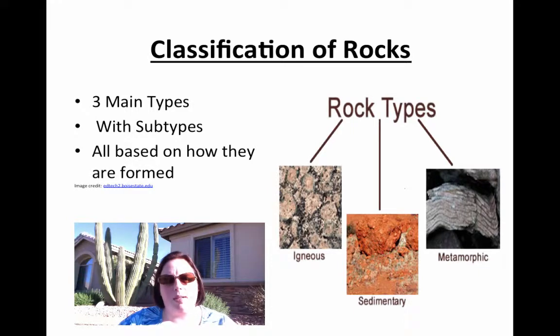As we keep going further into rocks, we are going to classify them in 3 main ways. Basically, there's 3 families that they can belong to. Now, you know, in science, that's not good enough for us. There'll be subtypes and subcategories that we'll get into. And this is, again, based entirely on how it's formed.